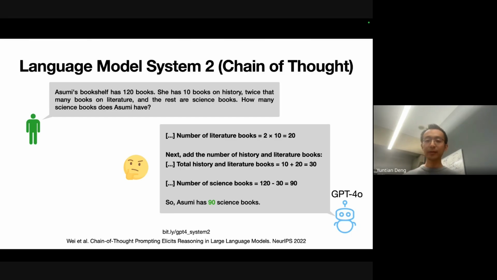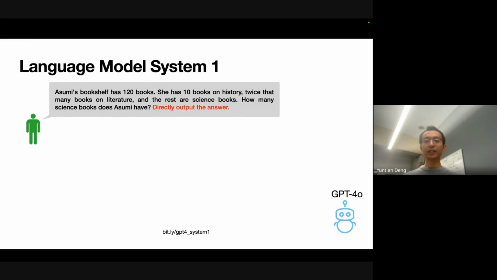But what about system 1 reasoning? What if we change this prompt by simply adding this requirement to directly output the answer without producing the intermediate reasoning steps? What will happen? So interestingly, the model is able to follow the format of this request. But unfortunately, the answer given by the model, which is 80, is incorrect. The correct answer, I think on the previous slide, should have been 90.